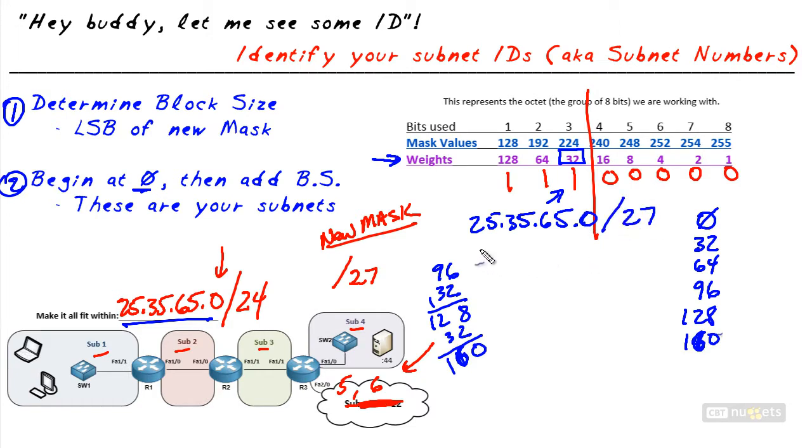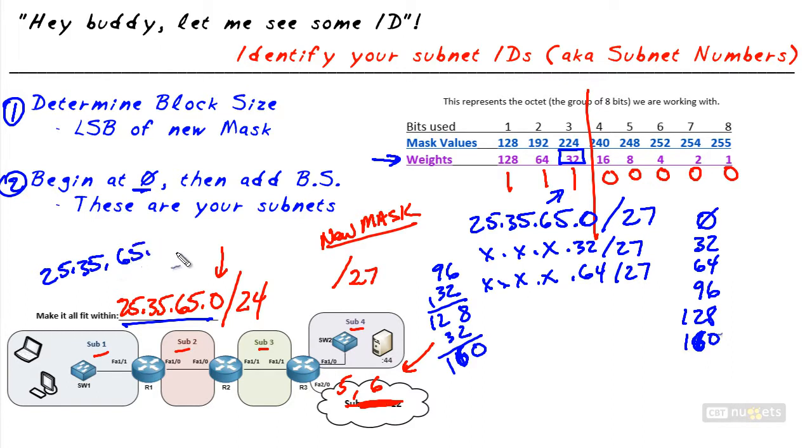And the next subnet would be x.x.x. There's no reason to repeat the first 3 octets, because we can assume those are not changing. And the last octet is going to be 32/27. And then we have 64/27. And these are our new subnets. So over here, for example, in our topology, we could just write out, this is the 25.35.65.x/27. And this is subnet 0, subnet 32, subnet 64, subnet 96, and so forth.